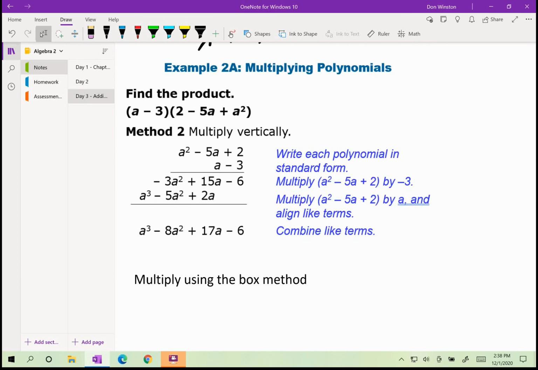So here, they're just using the vertical method. I'm not going to do the distributive method, but you certainly could. But again, notice that you write everything in standard form. And a minus 3. And then you multiply.